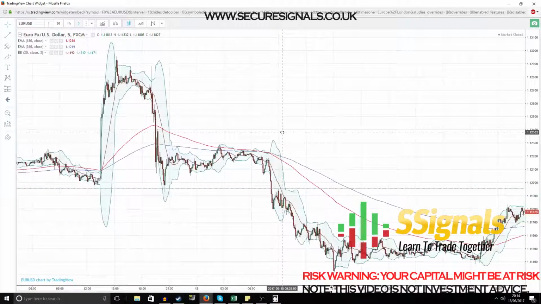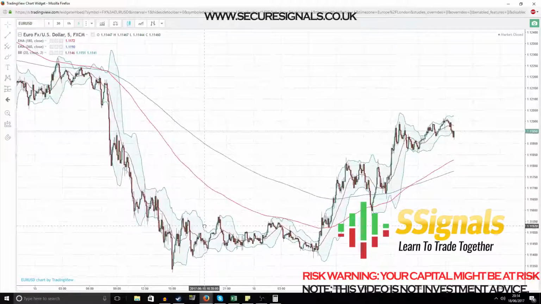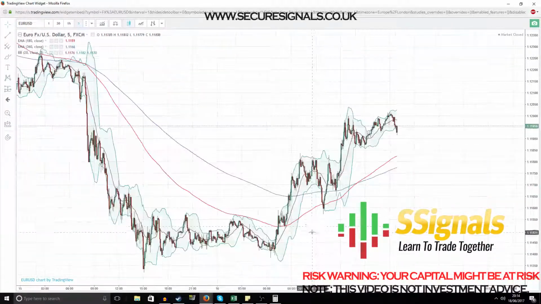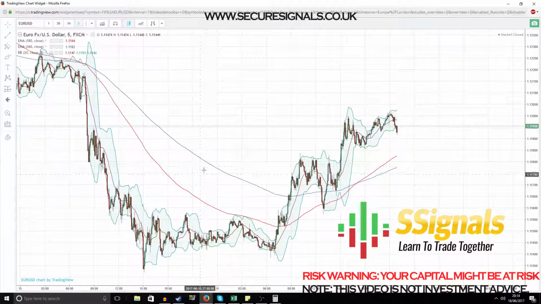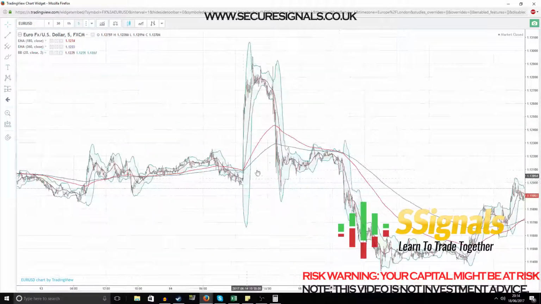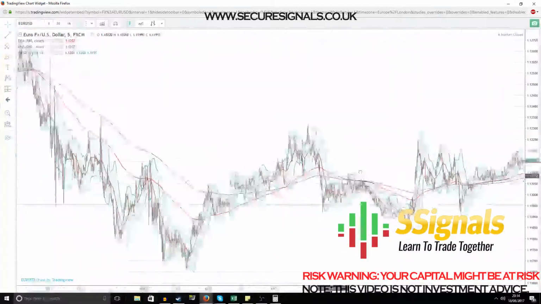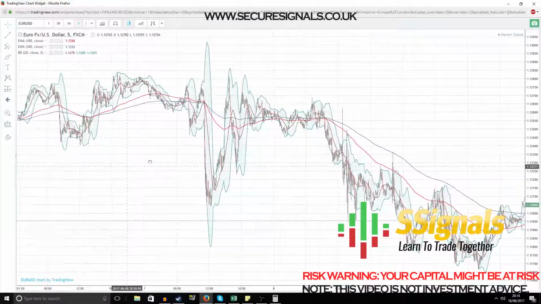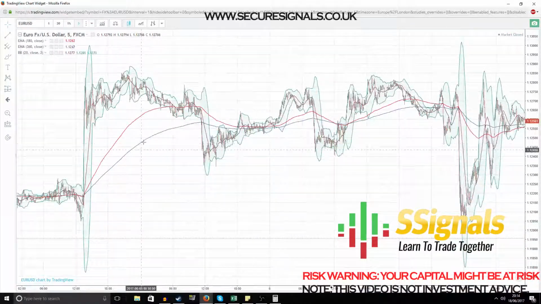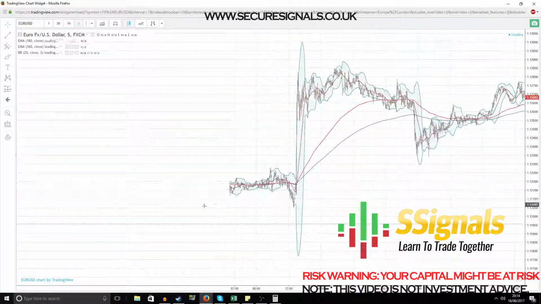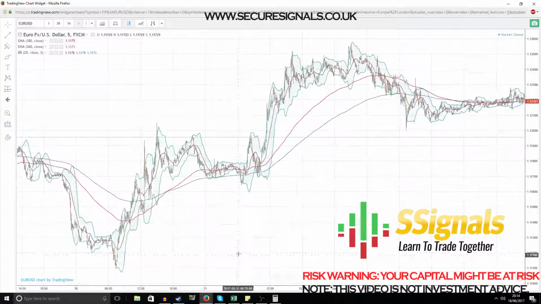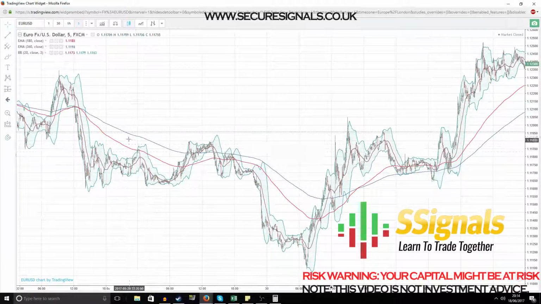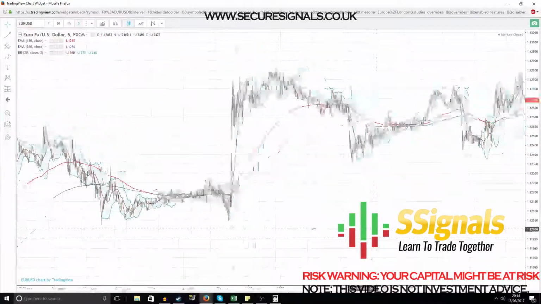So what you want to do is look for areas where the EMAs are split quite wide open, like here, not here, not here, not here. This is a really good one. Not here, not here. Here's a decent area. Here's a nice area. This is risky, risky. This is not too bad actually. This area is alright.